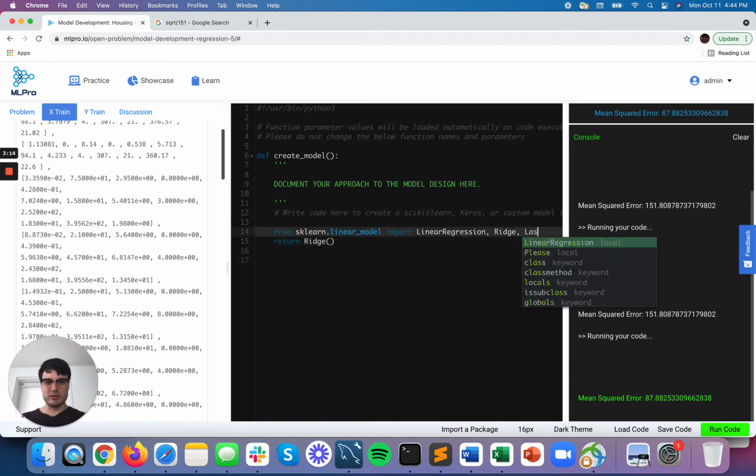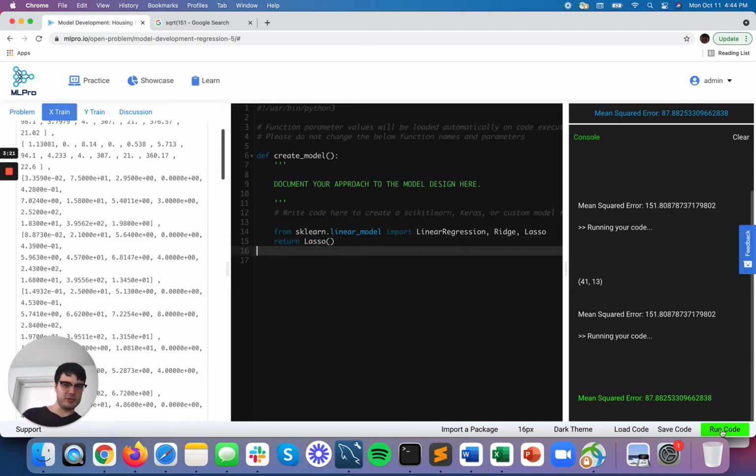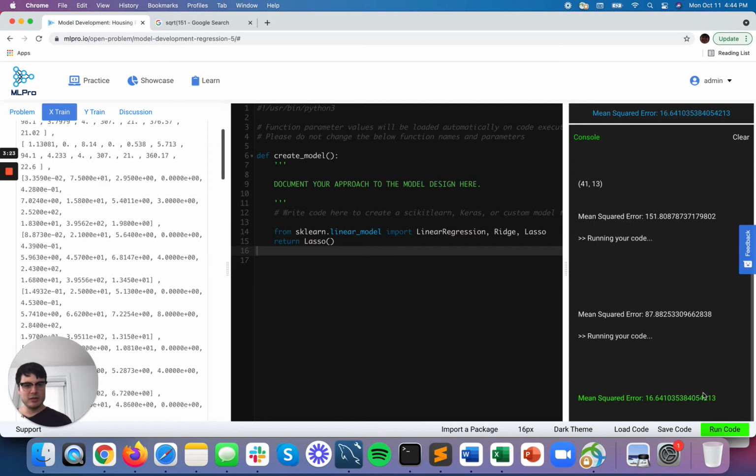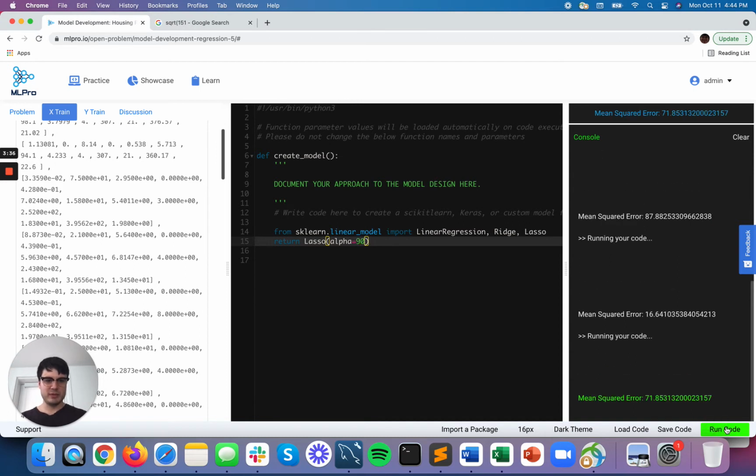If we swap it out again, this time with Lasso regularization, which is closely related to ridge regularization, wow, the mean squared error goes all the way down to 16. And we can further mess around with the regularization strength, or the alpha variable, and potentially lower our mean squared error further. Wow, we got it down to 5.